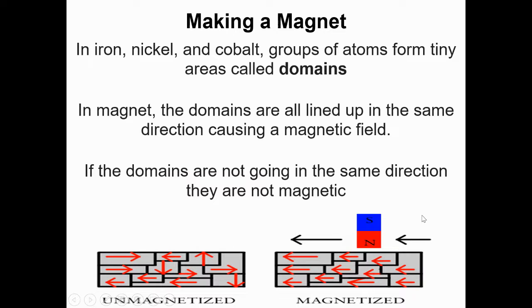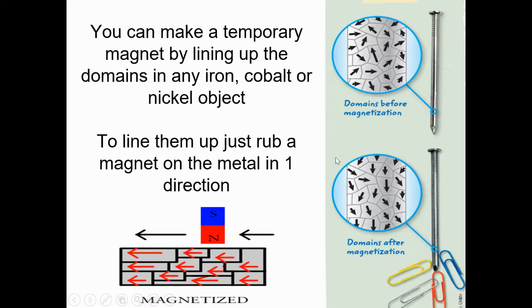Now we can make a magnet by simply taking a magnet and striking it in one direction. If we strike it in one direction, the magnetic force in the magnet is pulling these domains to line up. So we can take a nail and the domains are all scrambled, but as we start striking it, you'll notice all the domains are starting to go in one direction. We can also do this by shocking it with electricity. That will also make a temporary magnet.